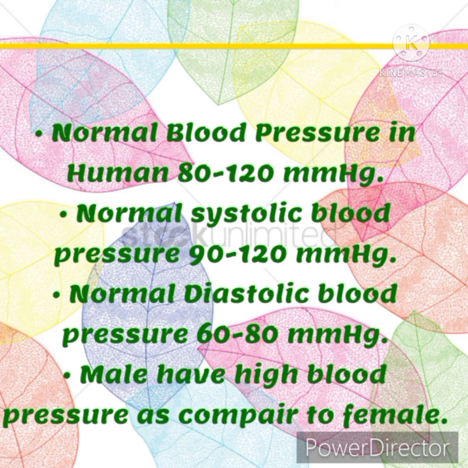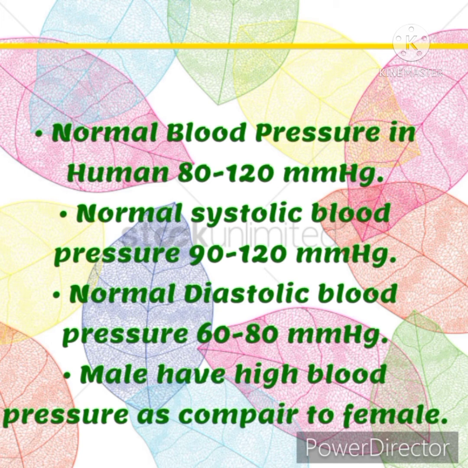Then normal blood pressure in humans ranges between 80 to 120 mmHg in a healthy human. Normal systolic blood pressure is between 90 to 120 mmHg. Normal diastolic blood pressure is 60 to 80 mmHg, and males have higher blood pressure as compared to females. The systolic or diastolic pressure is nothing but the pressure of circulating blood against the walls of blood vessels.